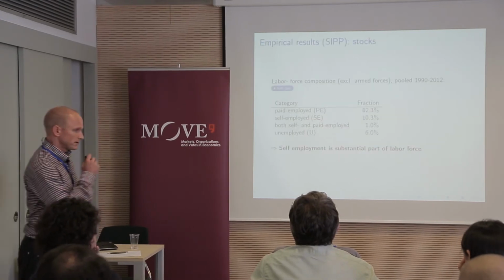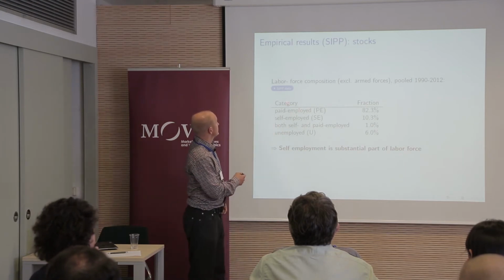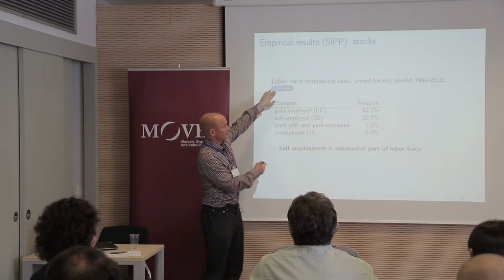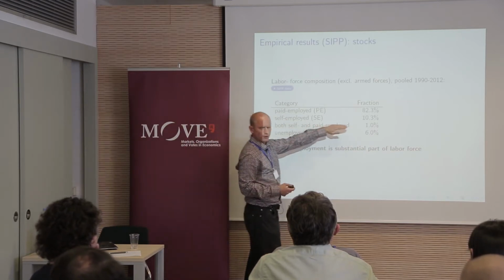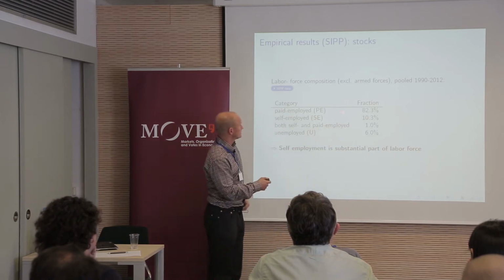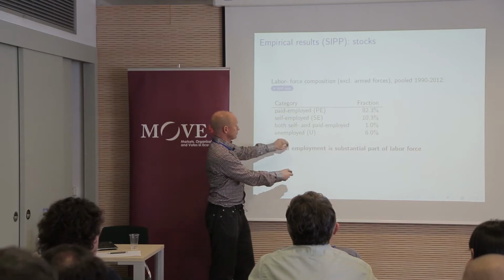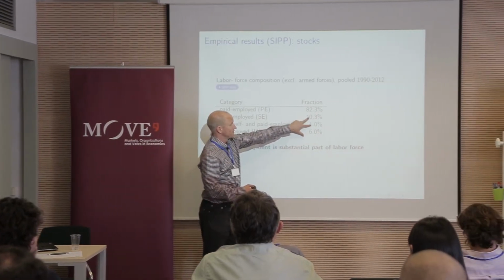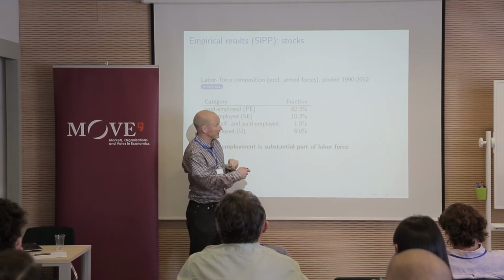Yeah, so let me walk you quickly through our data results. I want to spend more time on the model. So, is self-employment important? If we look at our SIPP data, same as what Emir did, we get a fraction of 10.3, so either we're doing something differently or it's a different time period. Paid employed are 82%, and unemployed are only 6, right? So to a first order, we claim maybe we shouldn't neglect it.